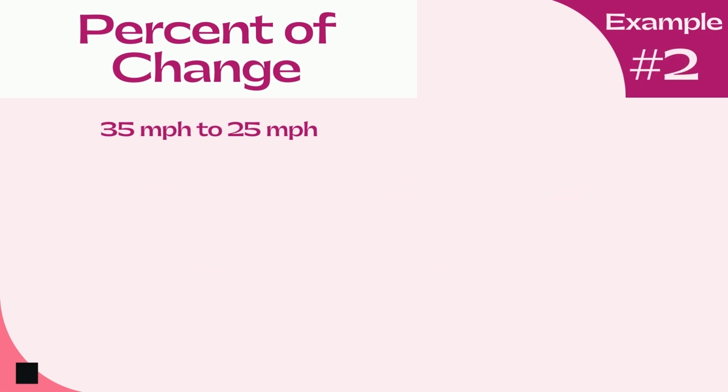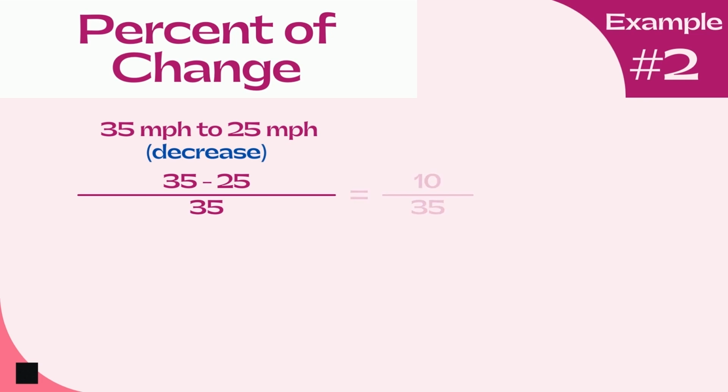Example number 2, 35 miles per hour to 25 miles per hour. Okay, so we're using the same two numbers. It seems like we should get 40% decrease, right? But that's not really the case. Let's see what happens here. Remember, we have to find the difference, or the amount of change. So 35 minus 25. But when we divide, we have to divide by the original amount, which is 35 in this case. 35 minus 25 is 10, so now we can do 10 divided by 35.